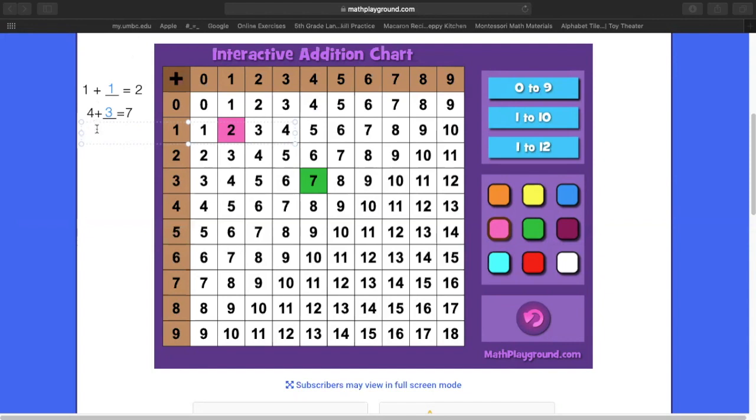7. We did that one. 4 plus 3 equals 7. Underneath of it, there's another one with a 10. Can you read it to me? 5 plus something equals 10.